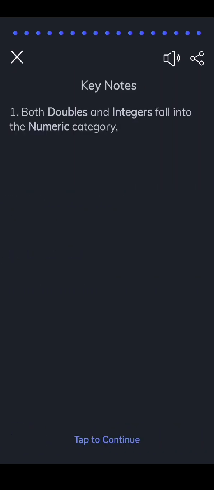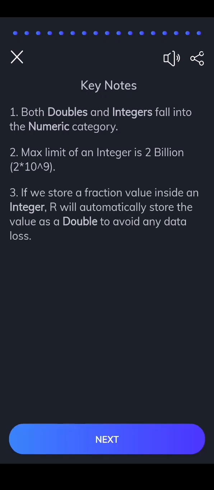1. Both doubles and integers fall into the numeric category. 2. Max limit of an integer is 2 billion, 2 times 10 to the power of 9. 3. If we store a fraction value inside an integer, R will automatically store the value as a double to avoid any data loss.